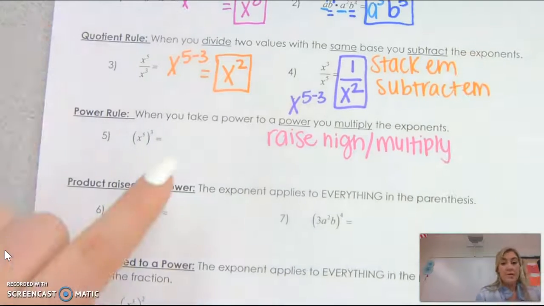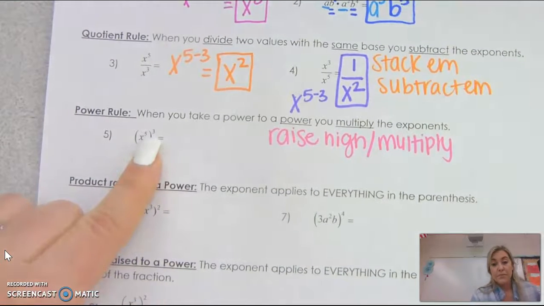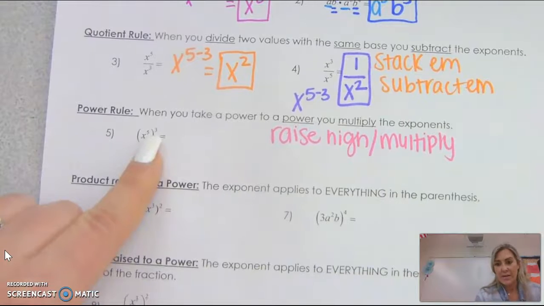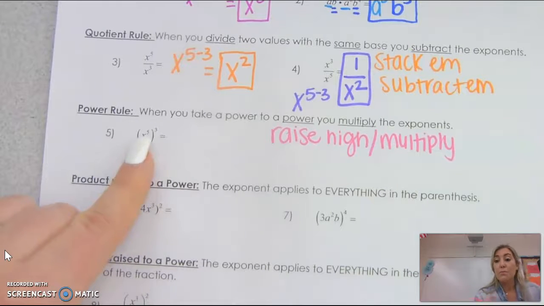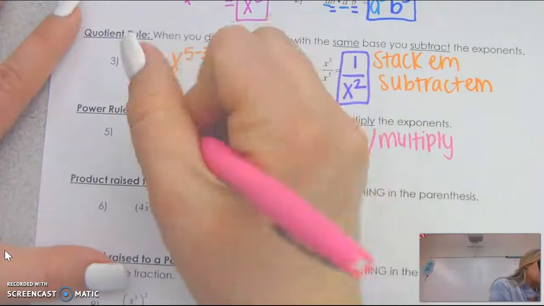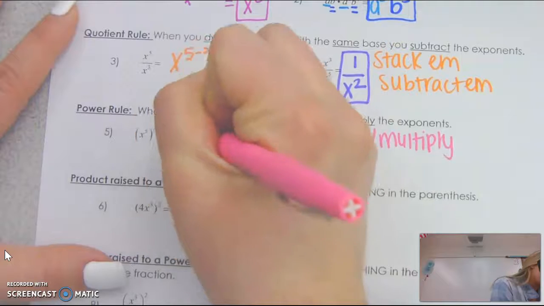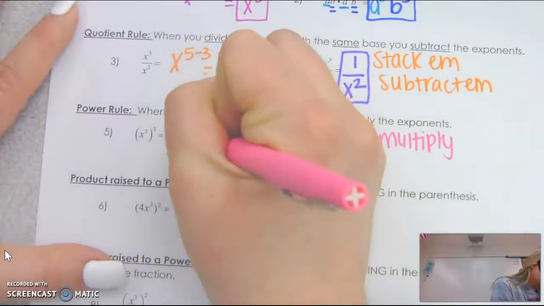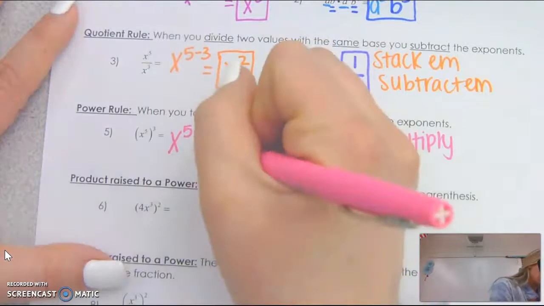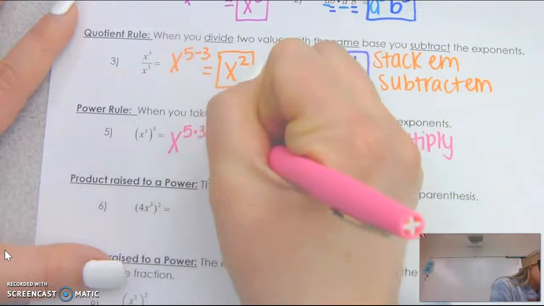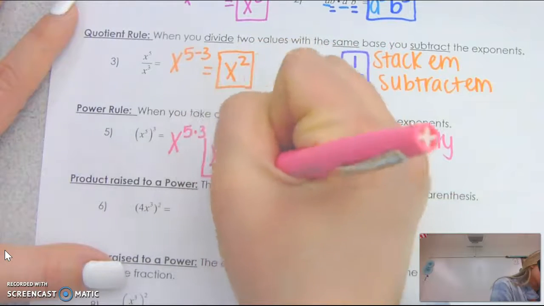So what that means is you see how there's an exponent here, it's kind of raised higher than the other one. That means that you multiply the exponents. So this is really saying that we're going to do x, 5 times 3, which means our answer is going to be x to the 15th power.